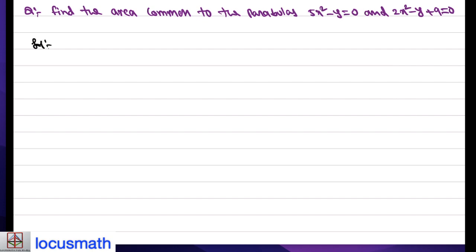So the two given parabolas are, one parabola is y equals 5x square, and another parabola is y equals 2x square plus 9. So these are the parabolas. This is the first one, this one is the second one. Two parabolas are given. Now to solve this question, we'll draw the diagram.